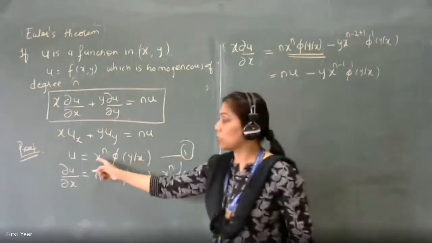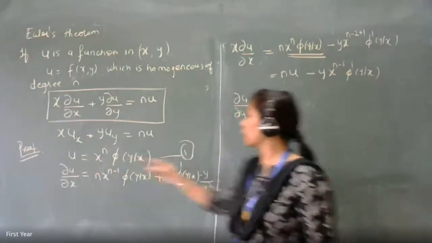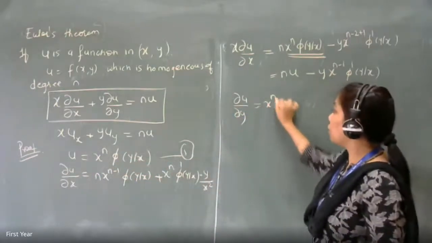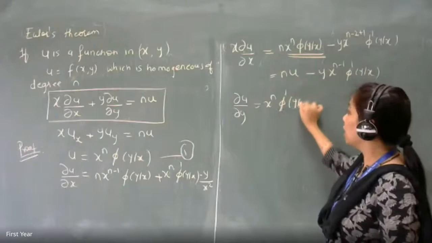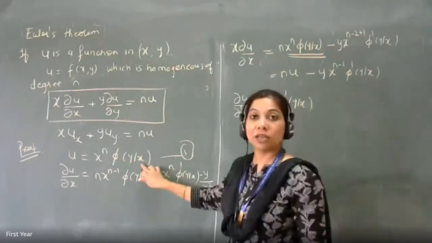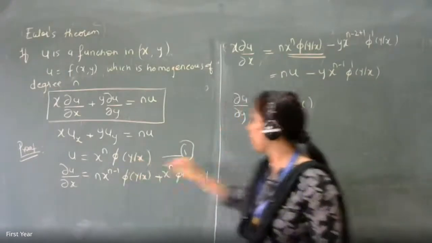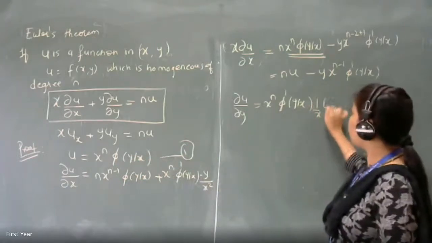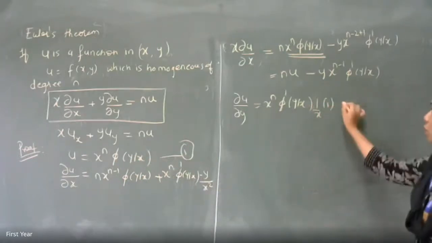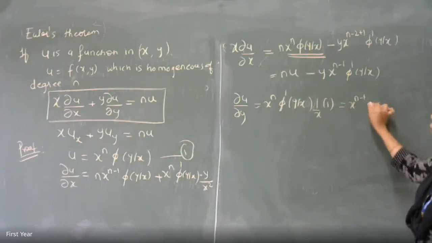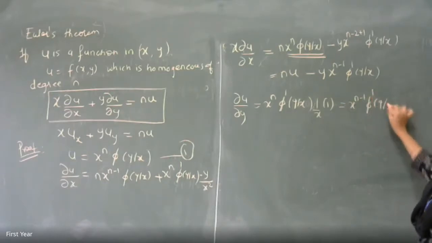This is the function. This is constant. X is constant, so x raised to n will be constant. And you get phi dash of y by x into the derivative of y by x. So what's the derivative of y by x? 1 by x is constant. Derivative of y with respect to y is 1. So this will become x raised to n minus 1 phi dash of y by x.